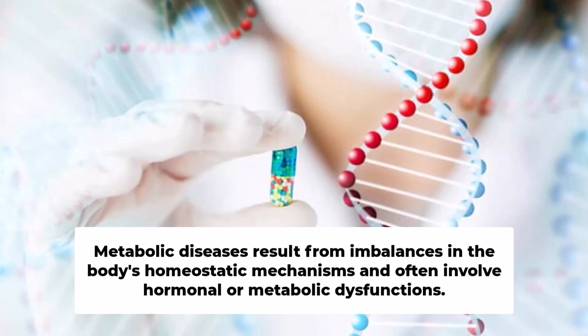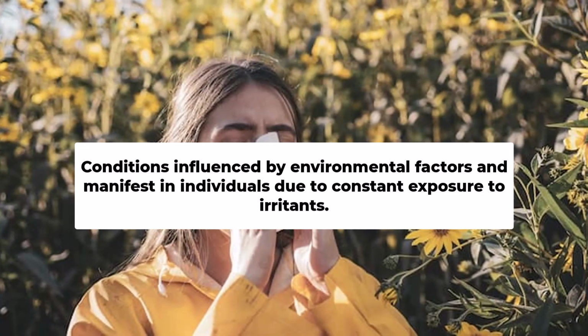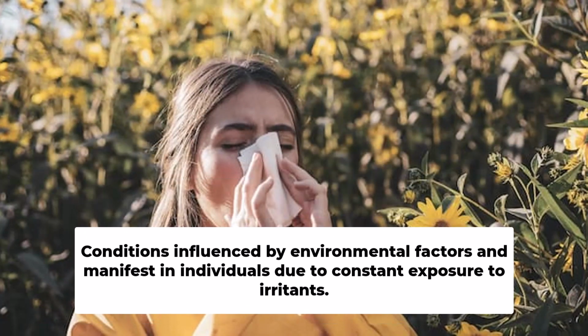Metabolic diseases result from imbalances in the body's homeostatic mechanisms and often involve hormonal or metabolic dysfunctions. One prevalent metabolic disease is metabolic syndrome, which increases the risk of heart disease, diabetes mellitus, stroke, and hormonal imbalances. However, lifestyle interventions, such as modifications in nutrition, physical activity, sleep, and stress management, can effectively treat and reverse many metabolic diseases. External diseases are conditions influenced by environmental factors and manifest in individuals due to constant exposure to irritants.